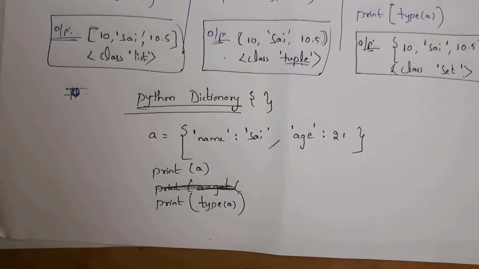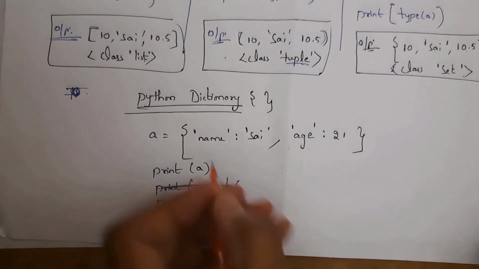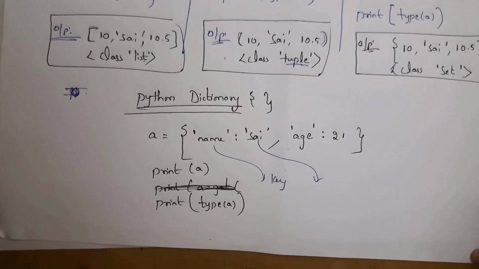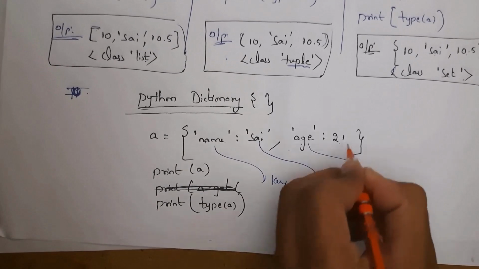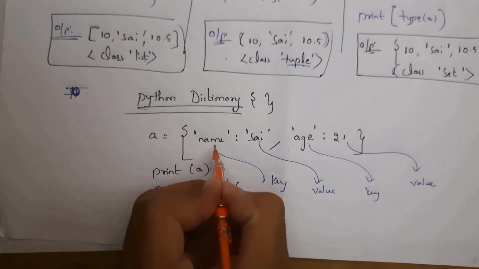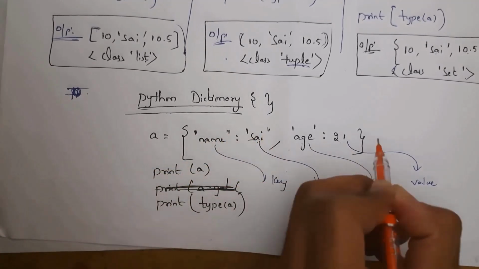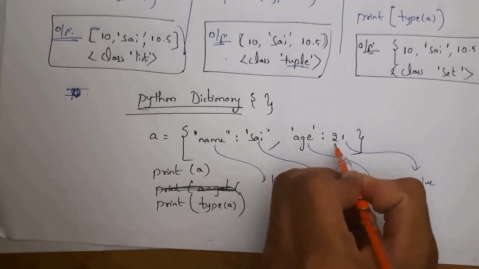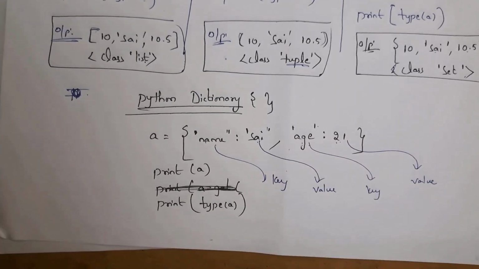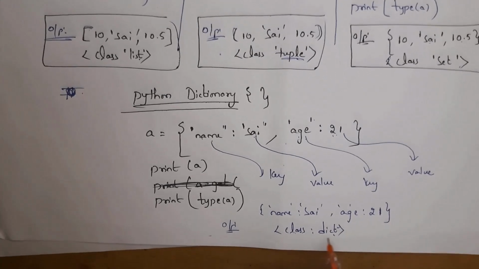Next, I will explain Python dictionary. For a Python dictionary also we use curly brackets. We represent a Python dictionary as key-value pairs, where name is the key and Sai is the value. I gave name as Sai and age as 21, where age is the key and 21 is the value. Here name is a string, so I wrote name in single quotations, and Sai is also a string, so I took single quotations. Age is also a string, so I took single quotations, whereas 21 is an integer type, so there is no need for single quotations. I just wrote age 21. Whenever you execute this program, you will get output name Sai, age 21, and class dict, that is dictionary.